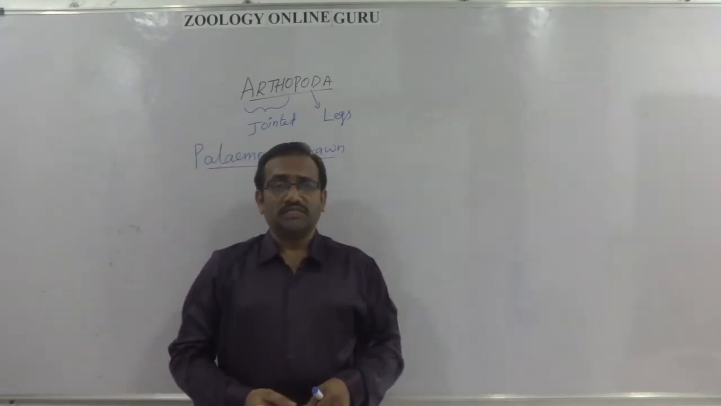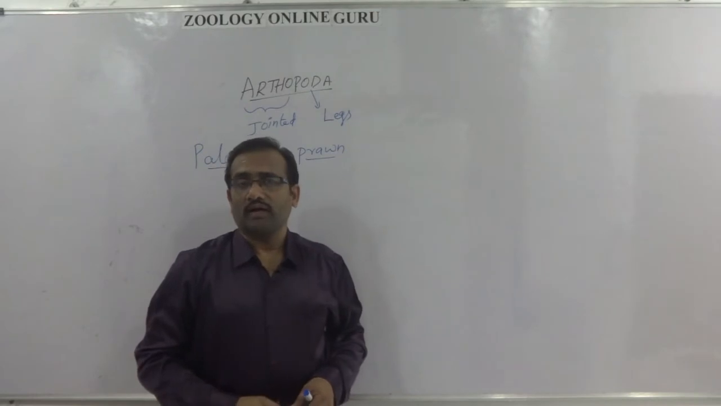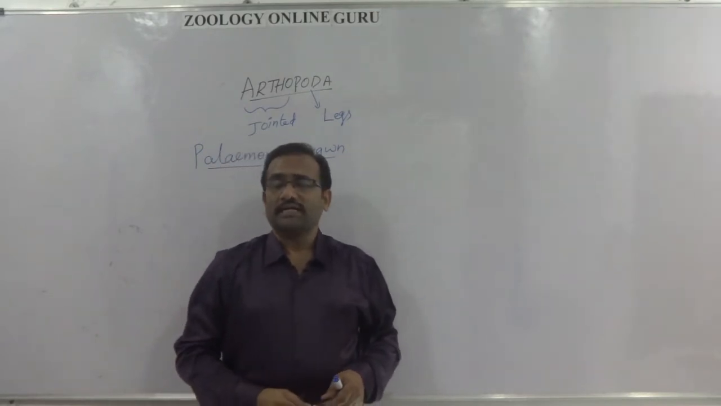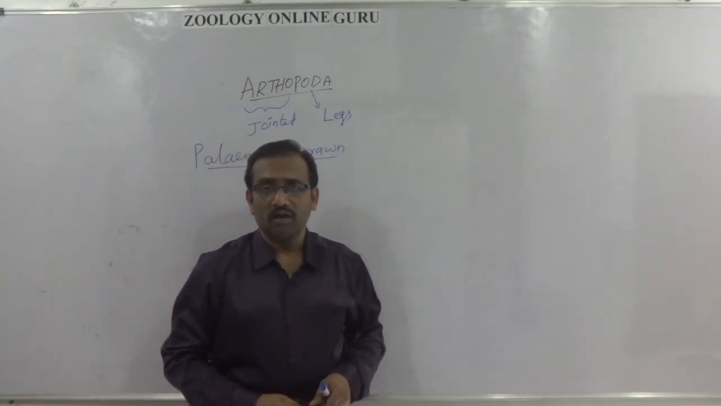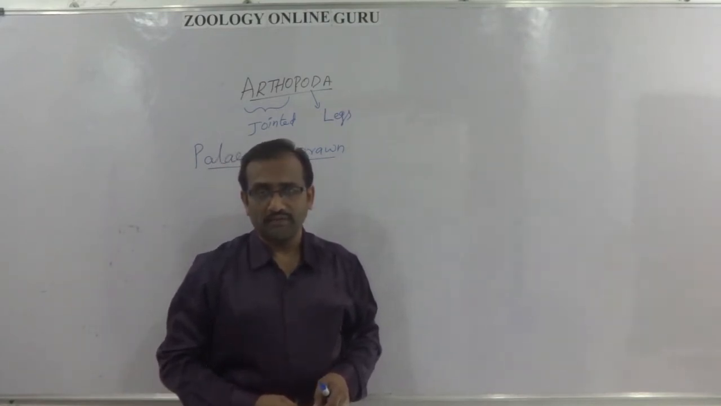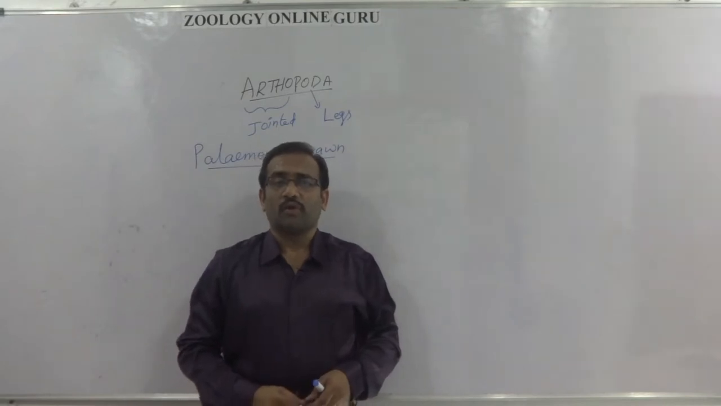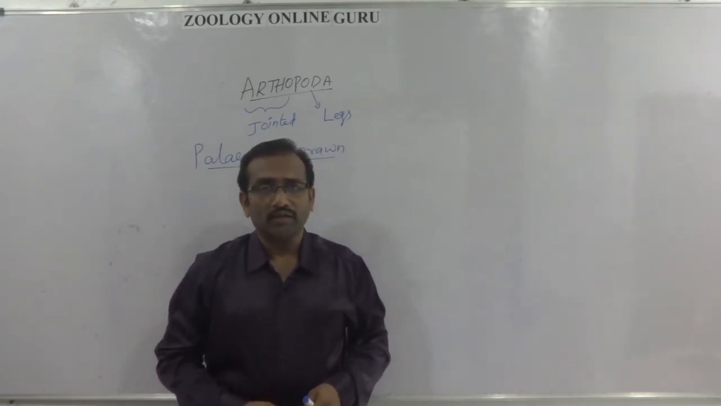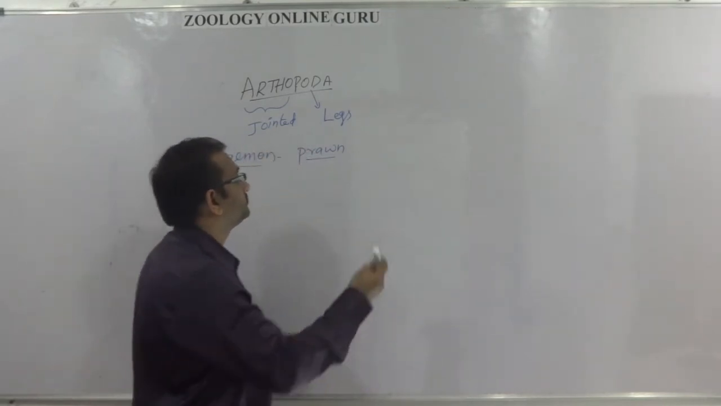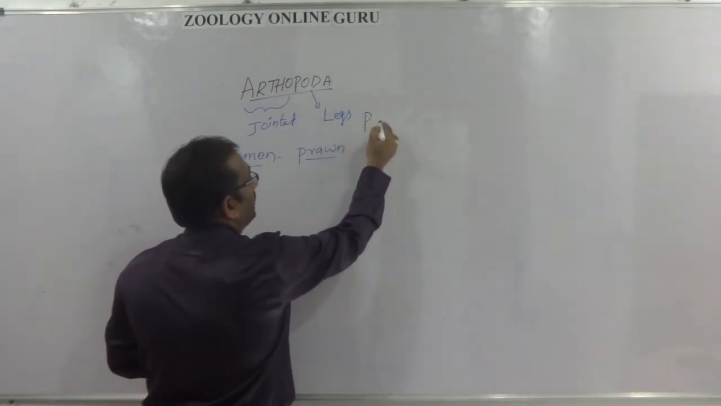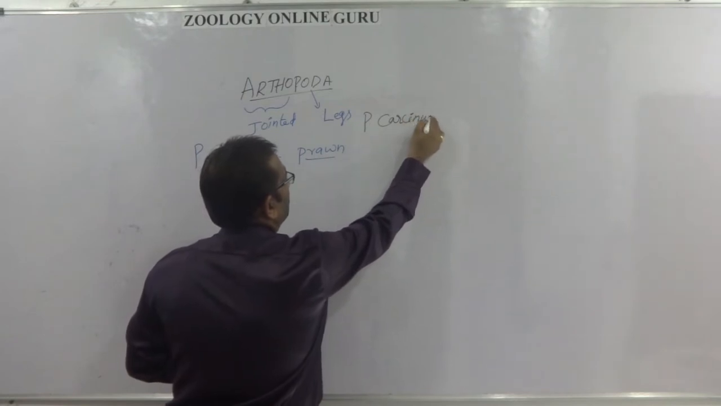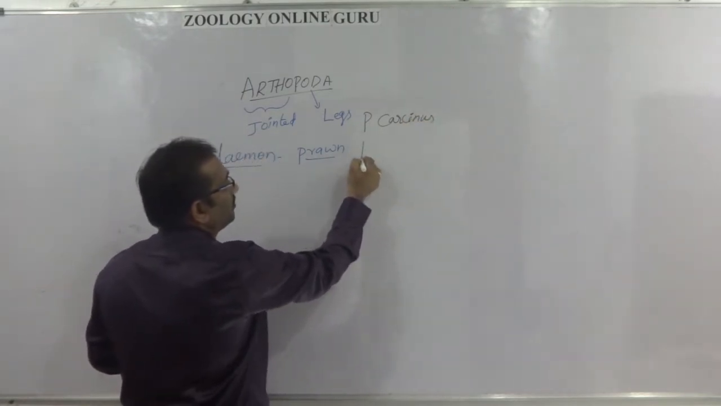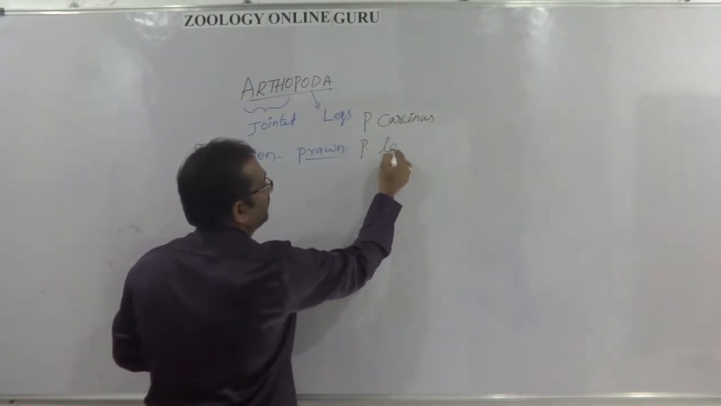The largest giant prawn is Palaemon carcinus, and the smallest Palaemon is Palaemon lamarrei. The largest prawn is Palaemon carcinus, and the smallest one is called Palaemon lamarrei.